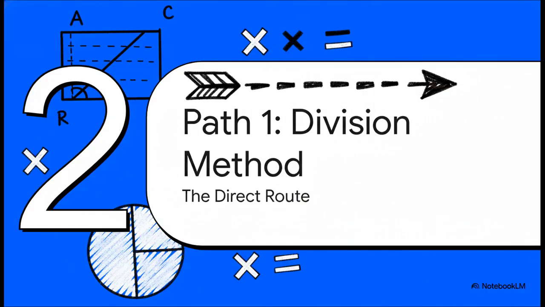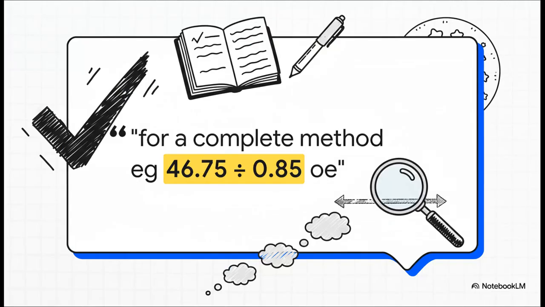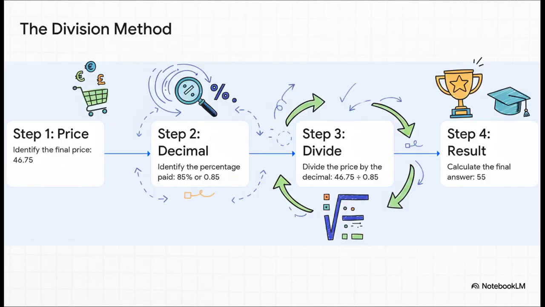Path number 1 is what I like to call the direct route, just the division method. It's totally straightforward and cuts right to the chase. Okay, now this is really important. What you're seeing here isn't just a summary. This is the exact wording from the mark scheme. It's literally the instruction to the examiner. If they see 46.75 divided by 0.85 written down on your paper, boom, you get the M1 mark. It's that specific.